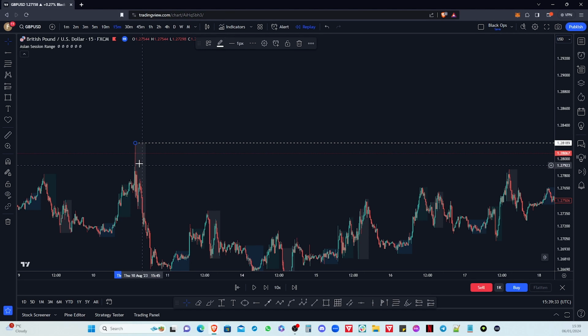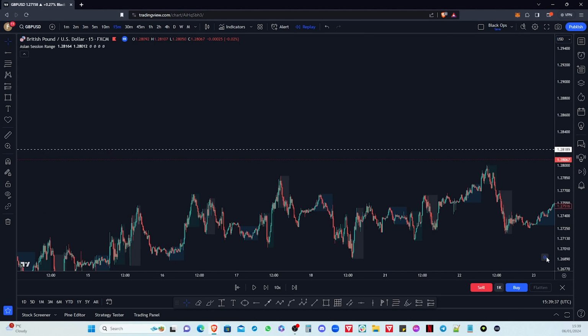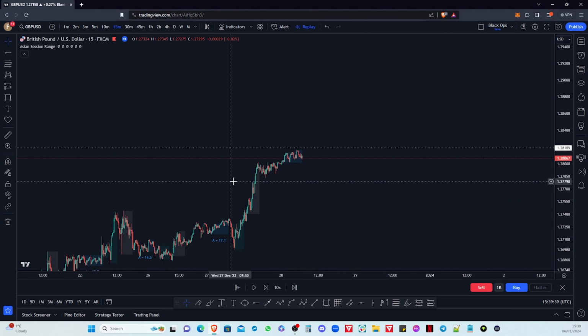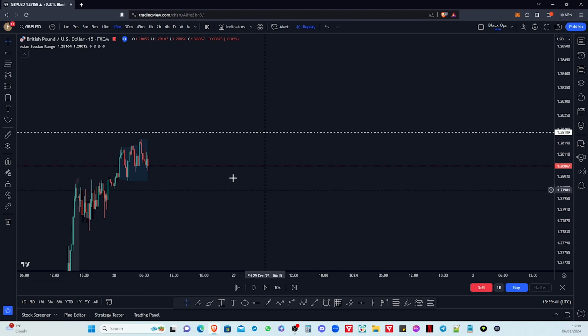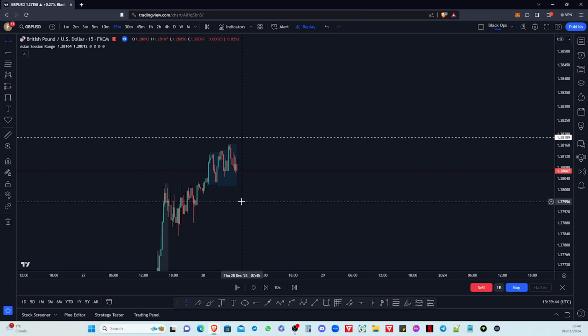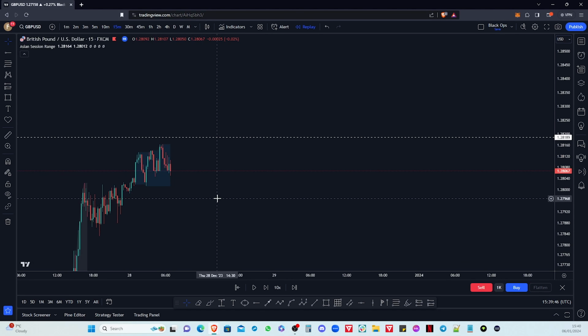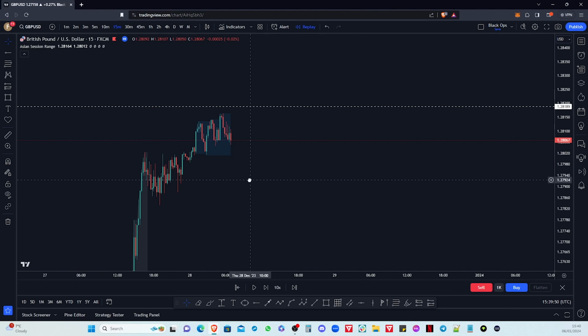So what does that mean? There's going to be tons of liquidity above it. So if I go back to where I am now, look at that. Look what's right above it. Right above the Asian session is that high. So again, what am I going to look for? The same old thing that I've been looking for before.